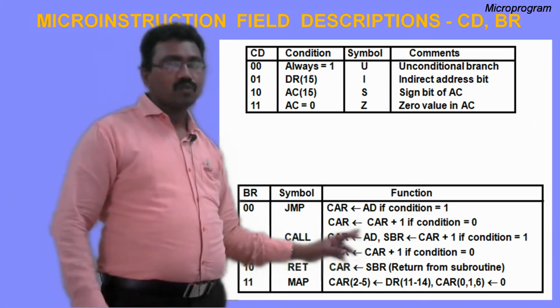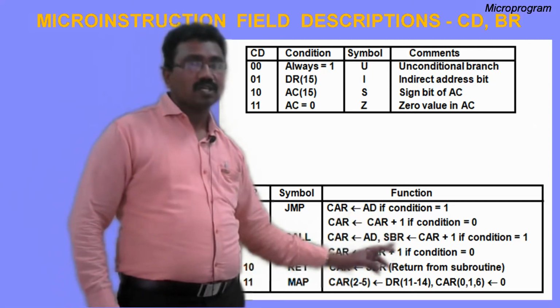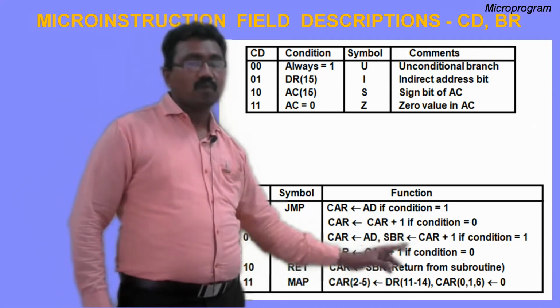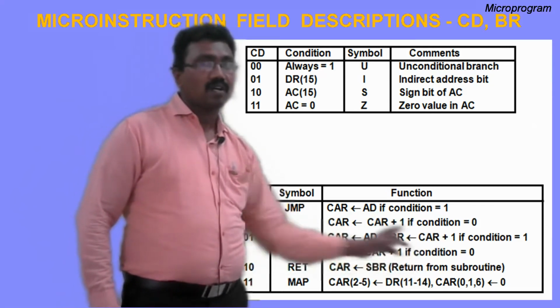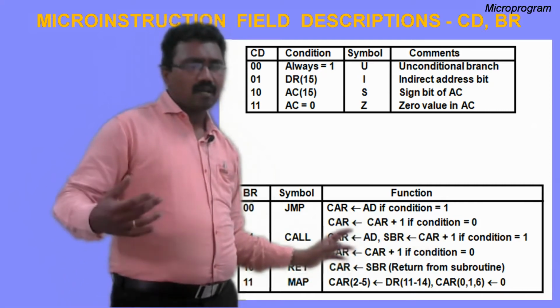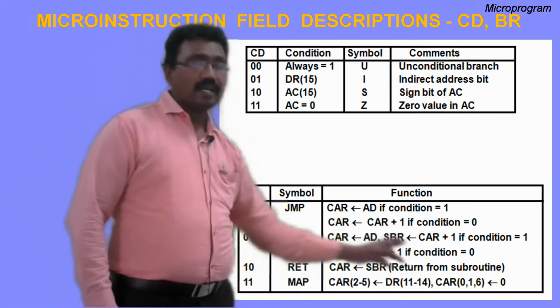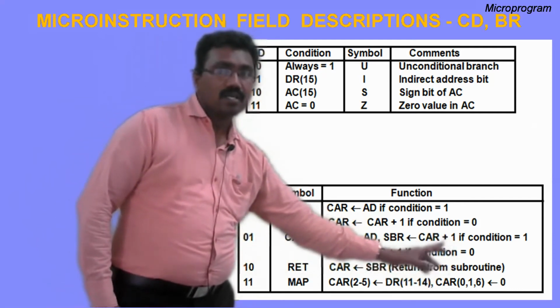Before control goes to the starting address of the subroutine, the return address of the subroutine must be stored in which register? SBR, the subroutine register. What is the return address? CR plus 1. After the call statement, the address of the next instruction is the return address. So here the return address is CR plus 1.